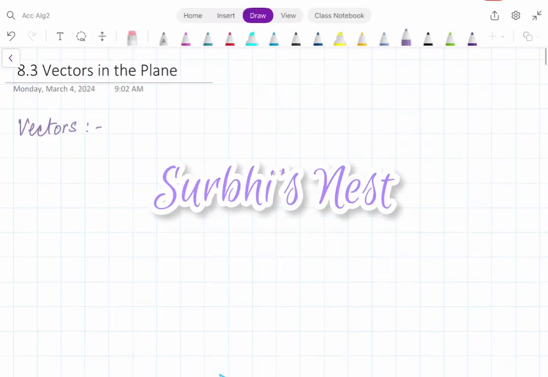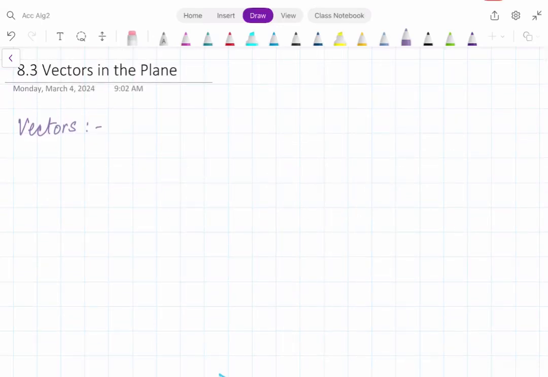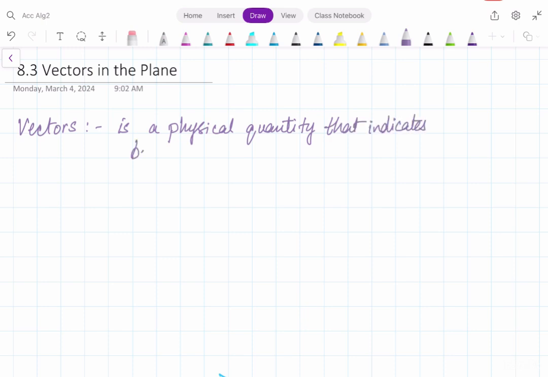Welcome back. Today we will be talking about vectors in the plane. So when we are talking about vectors, a vector is a physical quantity that indicates both magnitude and direction. Magnitude, in very simple language, is nothing but the distance, and in what direction we are covering that distance.